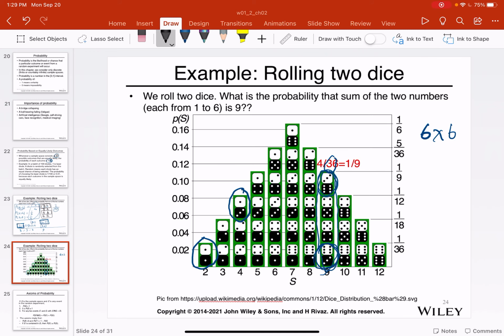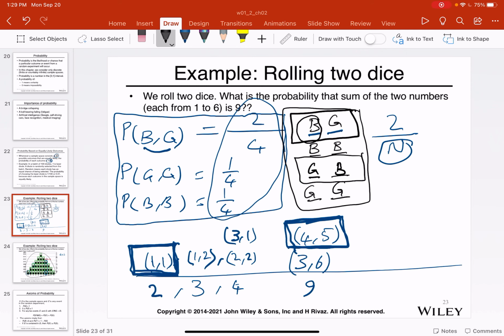So here, if we count these numbers, there are a total of 36 possibilities, right? It's one here, two, three, and so forth. If you count them, they are 36. In the other example, can we just calculate the outcomes and divide by the number of outcomes? No, we can't do that, because four and five, for example, is not as likely as one and one. In fact, four and five is twice as likely as one and one.